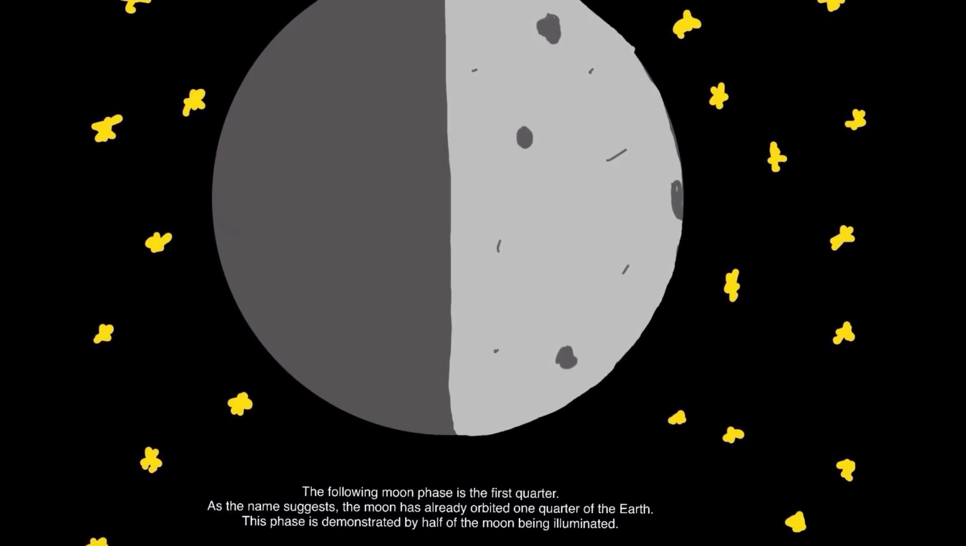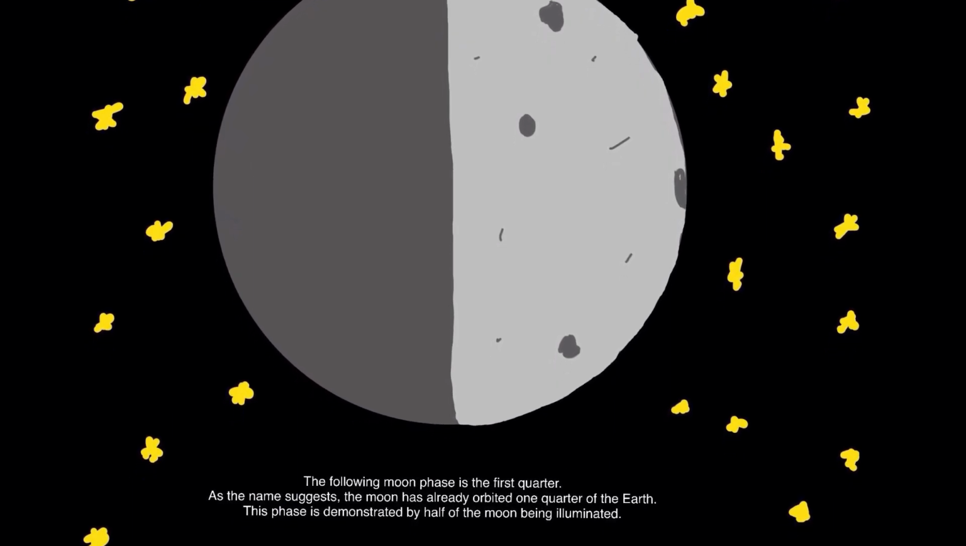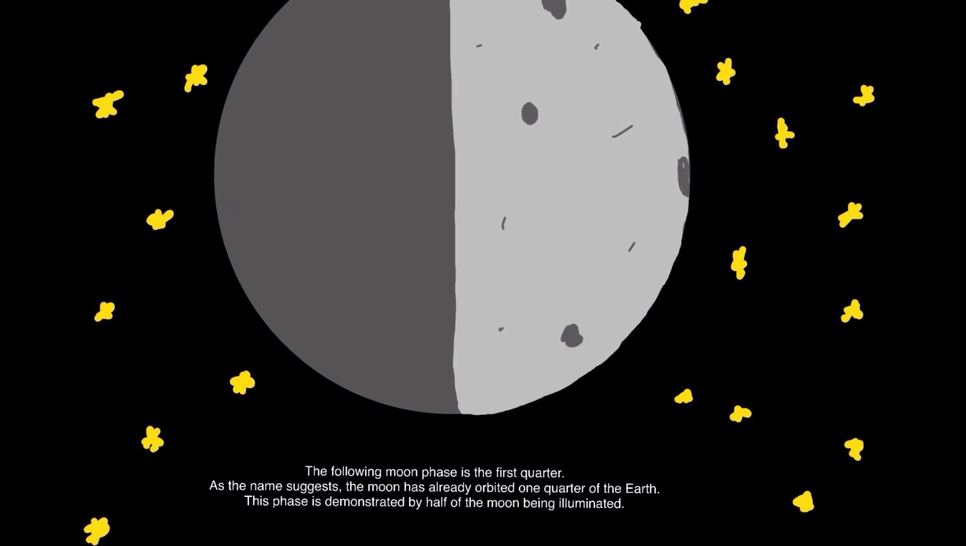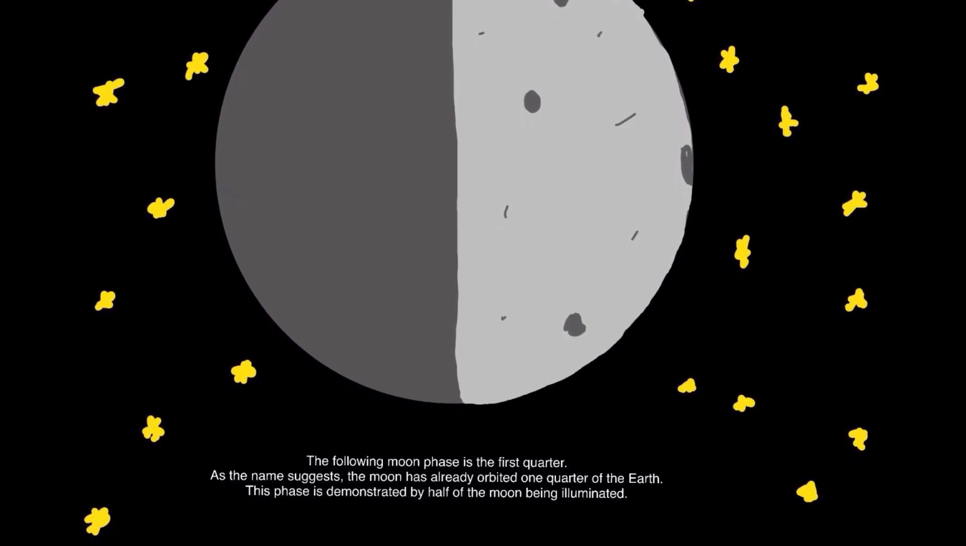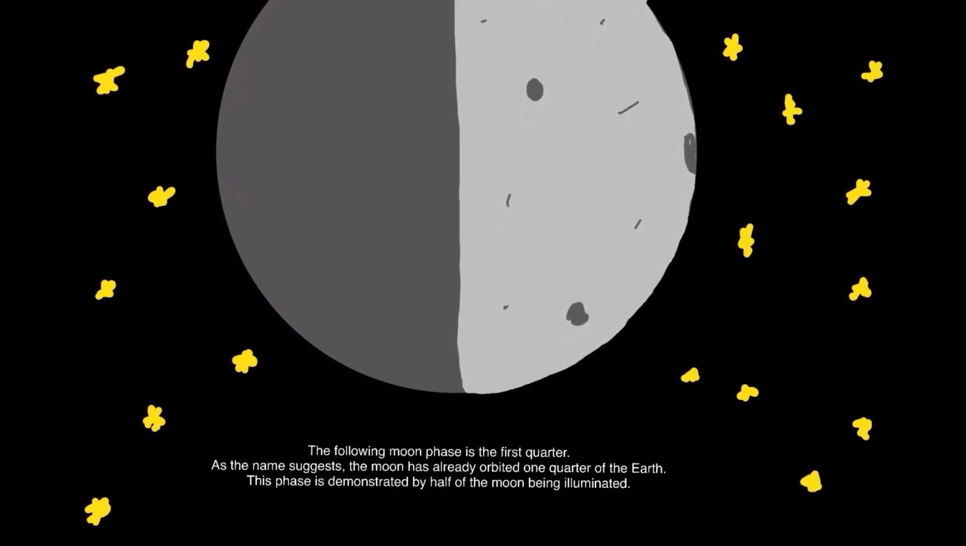The following moon phase is the first quarter. As the name suggests, the moon has already orbited 1/4 of the Earth. This phase is demonstrated by half of the moon being illuminated.